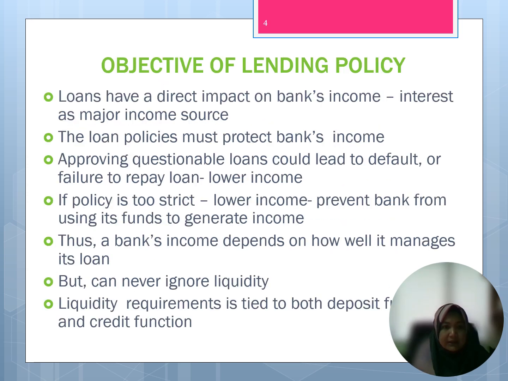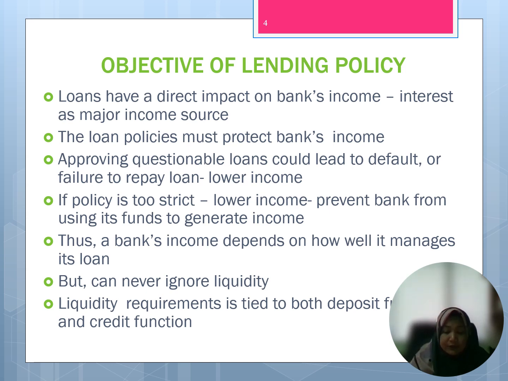So basically, when we talk about lending policy, there is an objective of lending policy. In short, the bank has a lending policy because it relates to the bank's incomes. So that's why it's very important. The objective of lending policy is actually to ensure bank can maintain or increase or protect their incomes, which is interest income, because it relates to the lending activities.